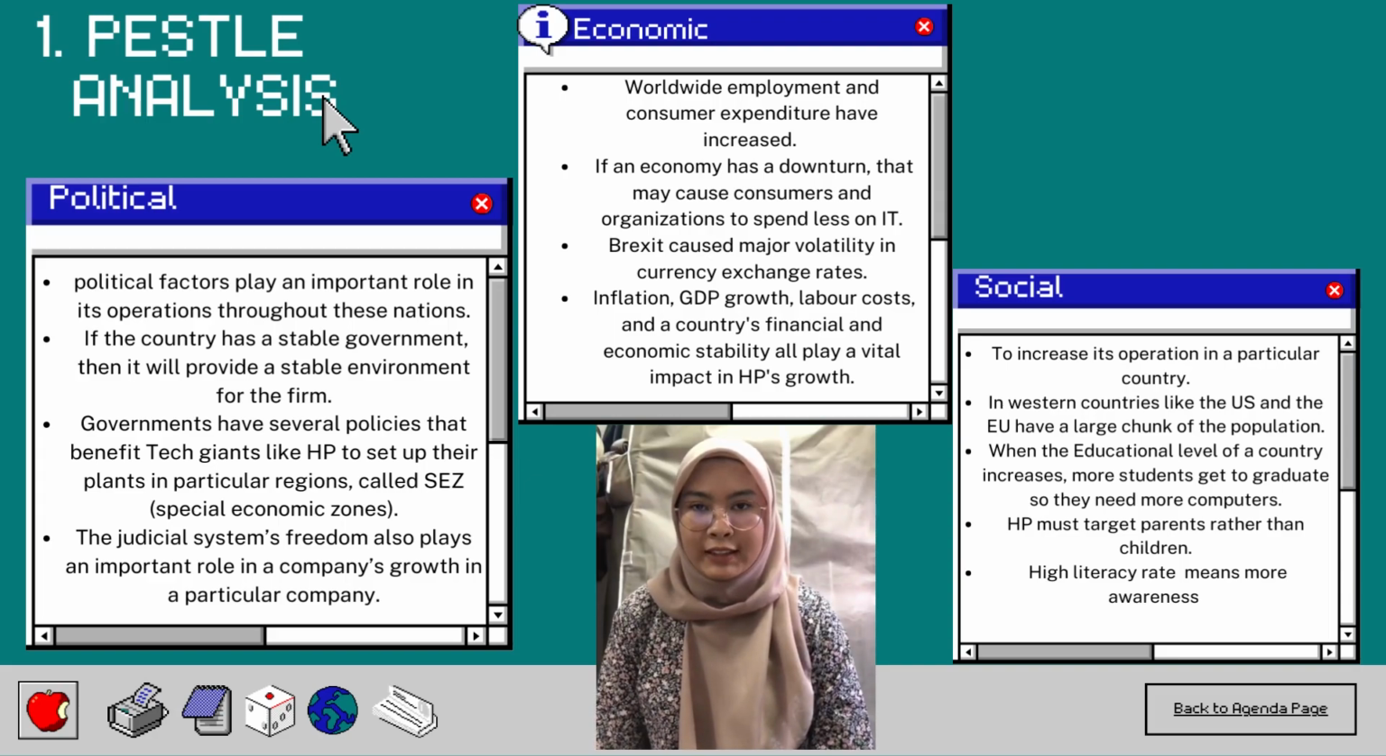I'm going to explain the first question about PESTLE analysis used by HP to identify the critical external factors. The first is political. HP operates in 170 countries around the world, hence political factors play an important role in its operations throughout these nations.